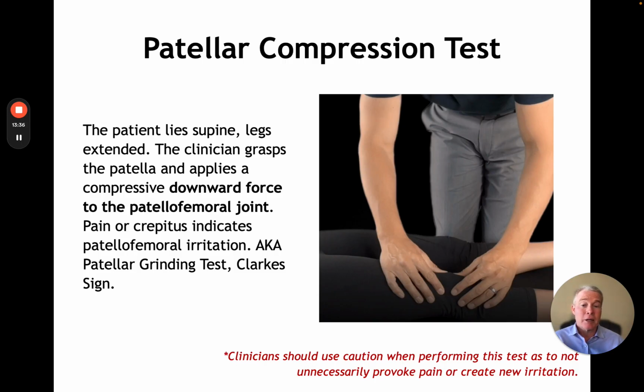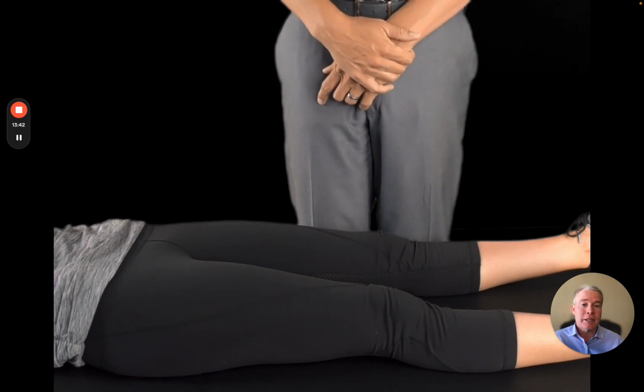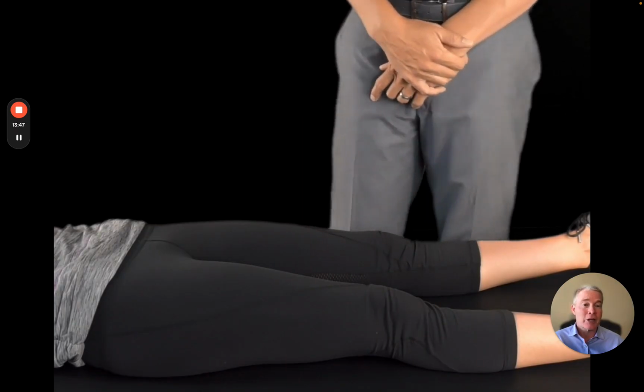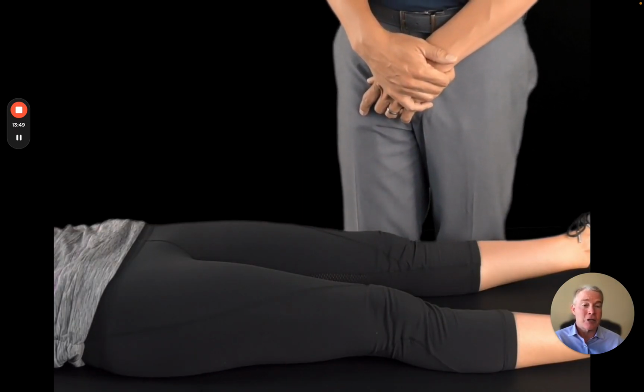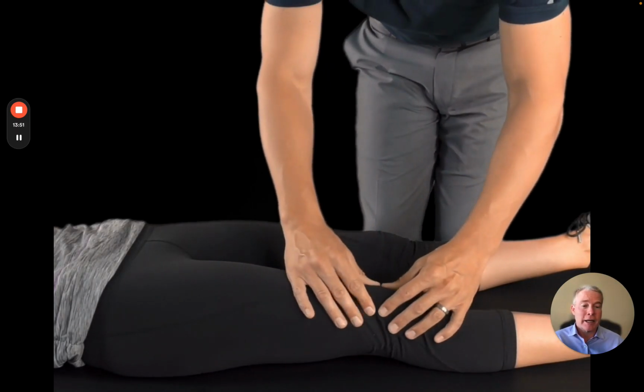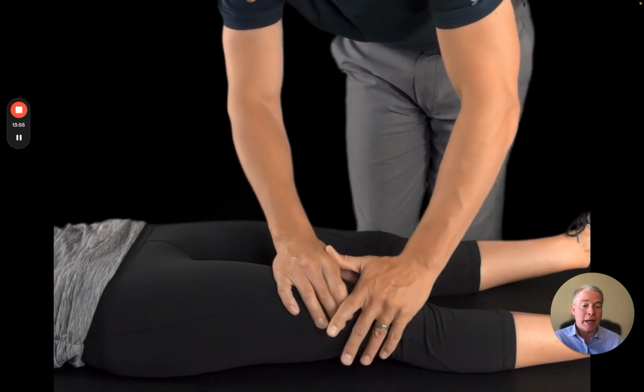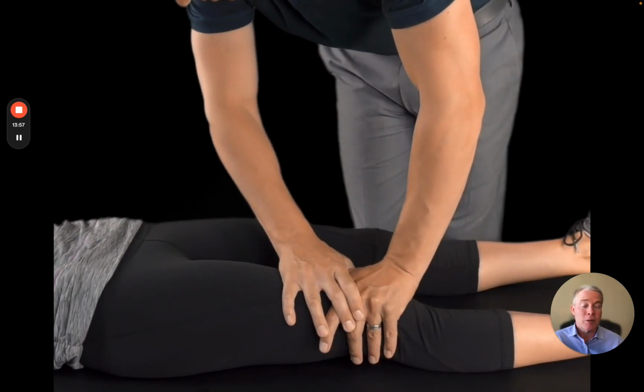Number one is the compression test. Sometimes people call this the grinding test or Clark's sign. It basically means we're going to take the patella and compress it to see if we artificially smash that cartilage together. Does the patient say, ouch? So we have the patient lying down, their quadriceps relaxed, we grasp the patella, move it back and forth, and then we apply some compression and move it back and forth.